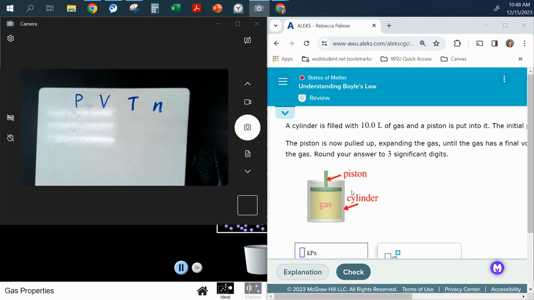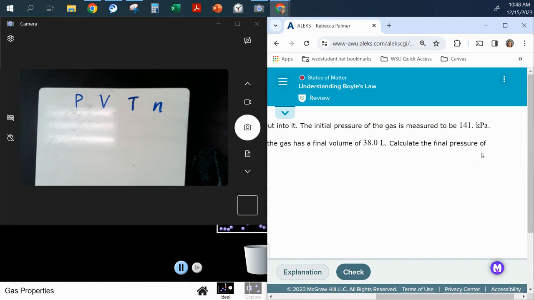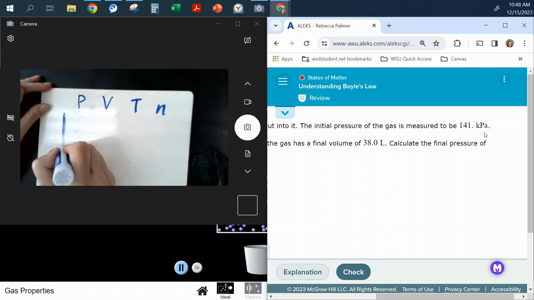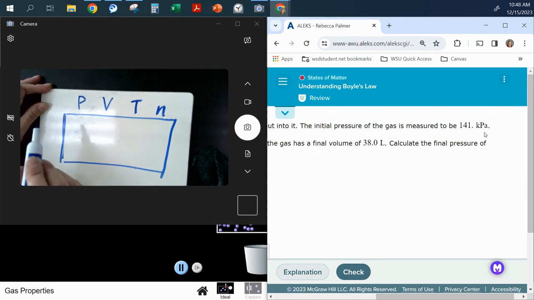All right, so in this problem, we have a cylinder that is filled with gas, and we put a piston in it. The initial pressure is measured to be 141 kilopascals. So we're going to draw this table with our pressure, volume, temperature, and number of particles. We're going to see what happens. So this is our initial values. This is our final values, and then this is the expected, what do we expect to happen?